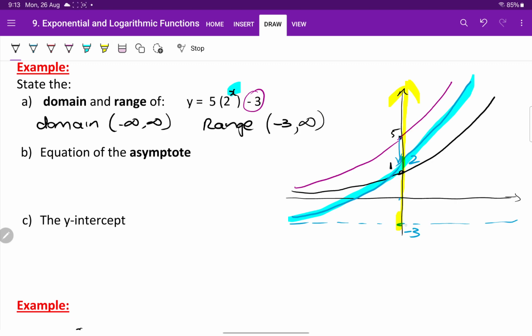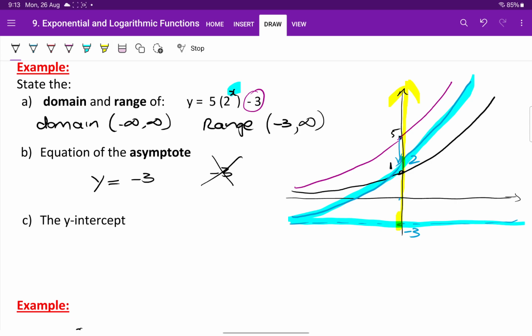Right, what's the equation of our asymptote? Here it is down here. There it is there. It is the line y equals -3. And remember, if you just write -3, that is a number. It is not an equation. An asymptote is a horizontal or vertical line. It's got to be written x equals a number or y equals a number.